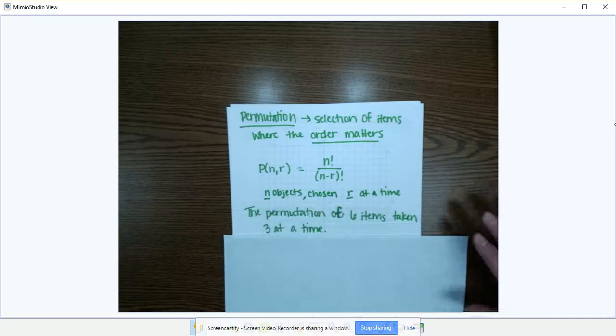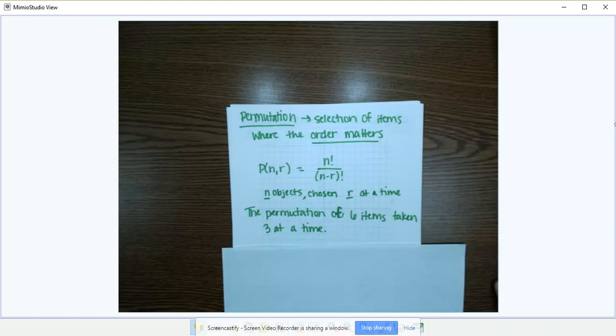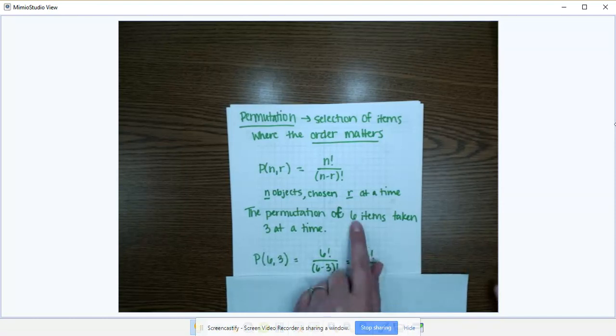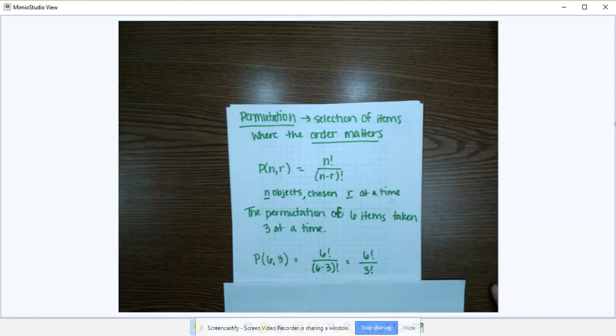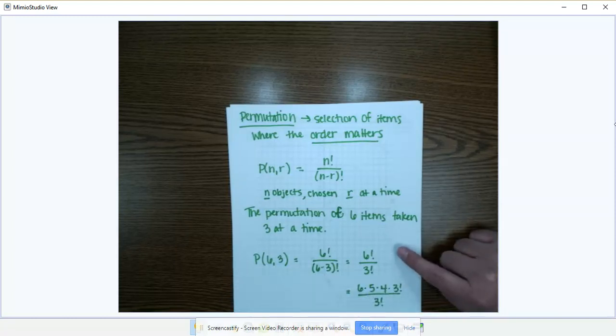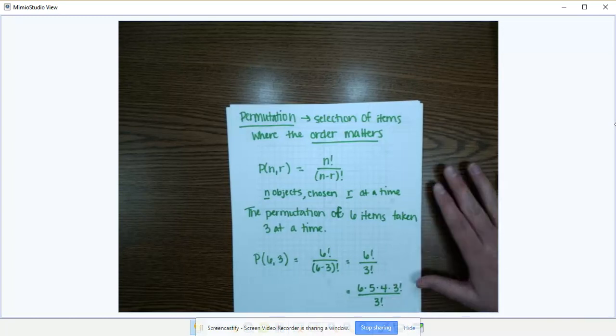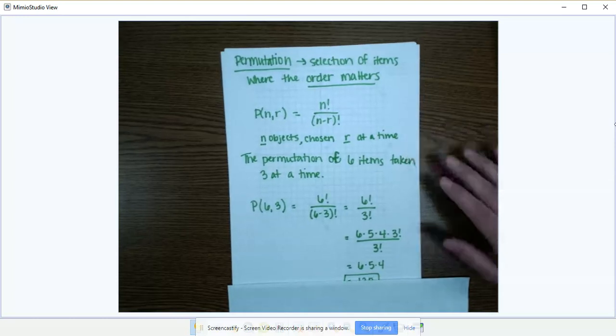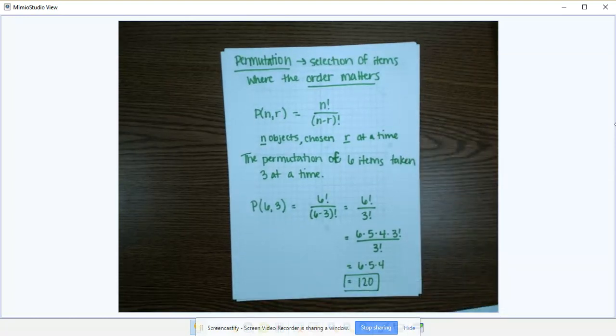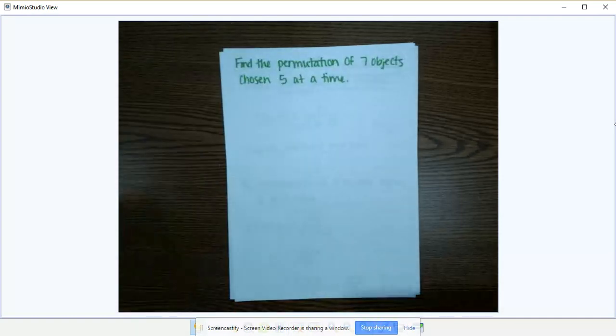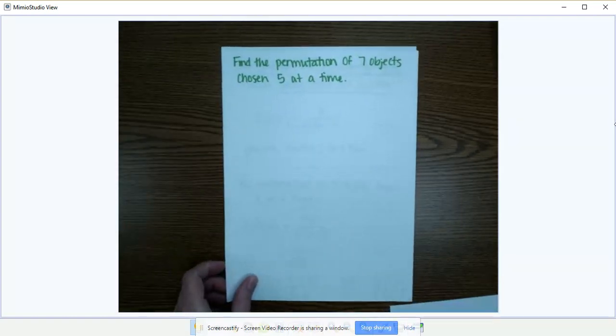An example, the permutation of 6 items taken 3 at a time. Our 6 is our total number of objects, so that's the N value, chosen 3 at a time, so that means 3 is our R value. If you plug those in, we have 6 factorial over 3 factorial. And again, I rewrote this just like I did our other example. 6 factorial is 6 times 5 times 4 times 3 factorial. We can cancel those 3 factorials off, and we have 6 times 5 times 4, which is 120. I'd like you guys to find the permutation of 7 objects chosen 5 at a time.